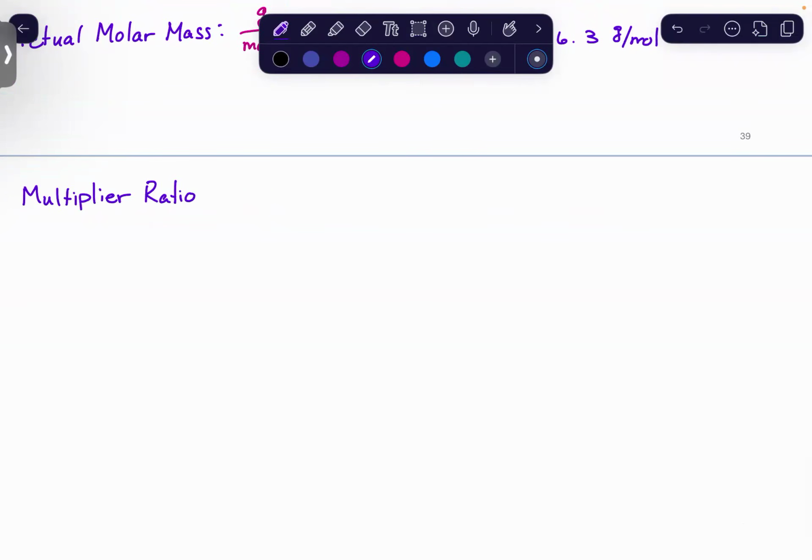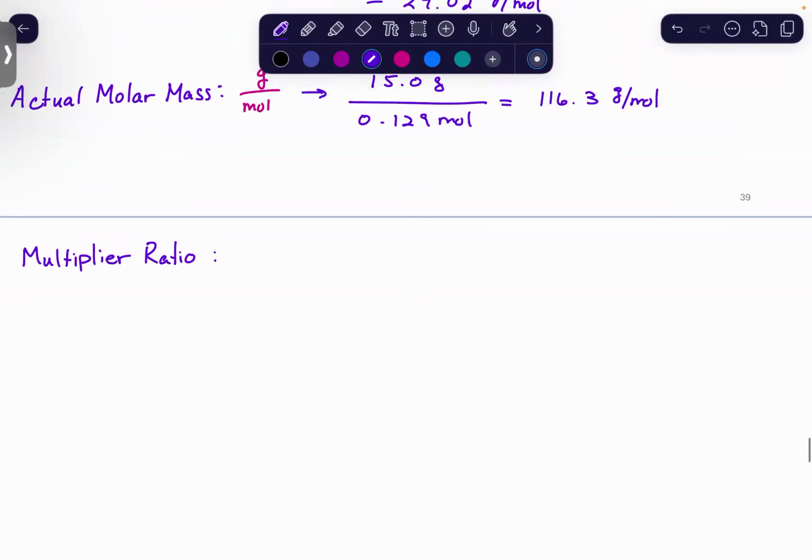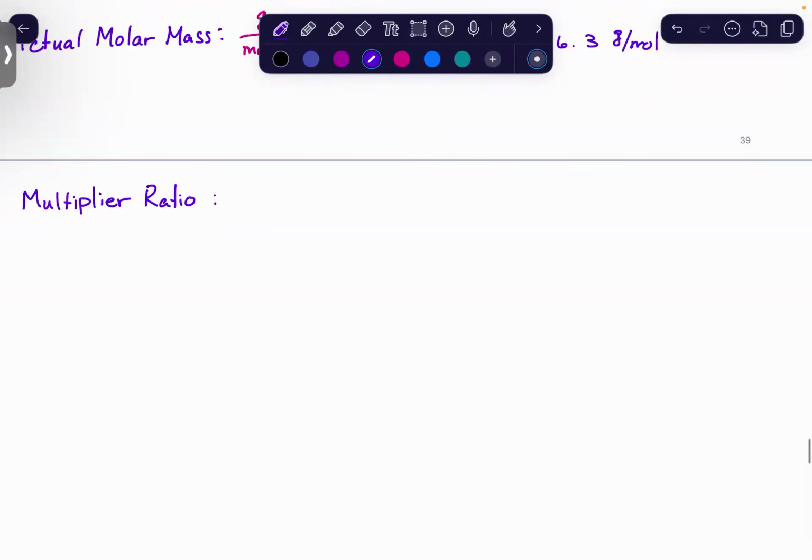In your assignments, I wouldn't expect you to write all these headers that I'm putting in. I'm just doing this so you know what we're doing next, but make sure you order things in a way that's easy to follow. So the multiplier ratio, remember, that's going to be your actual versus your empirical.